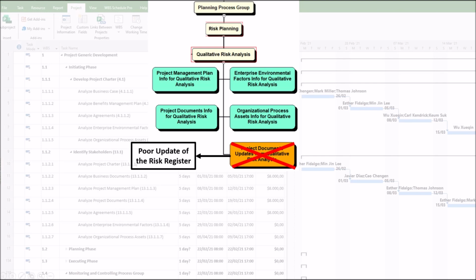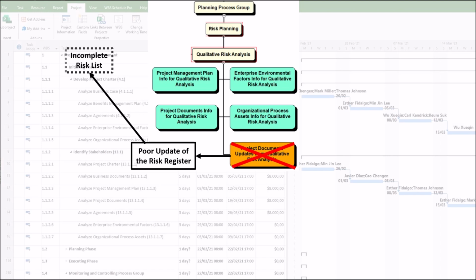1. Poor update of the risk register, which is the primary input. The risk register is the core input for Perform Qualitative Risk Analysis. Poor updates here cause direct and critical damage. As follows.